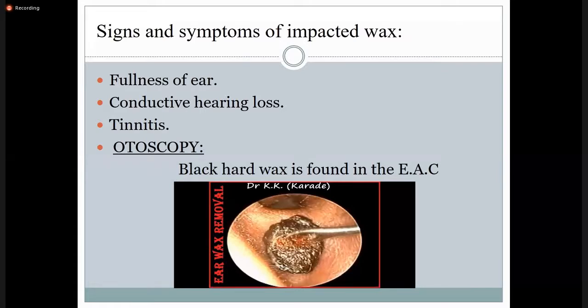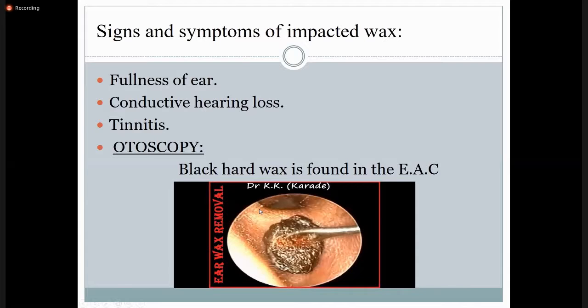Tinnitus means ringing in ears. The blockage in the ear can lead to a feeling of something ringing inside the ear, which is a subjective feeling of the patient. And what is a sign? When the doctor tries to see in the canal with the help of an otoscope, this is called otoscopy or otoscopic examination. The black hard wax is found in the canal.